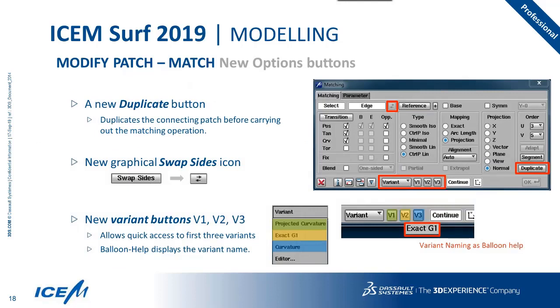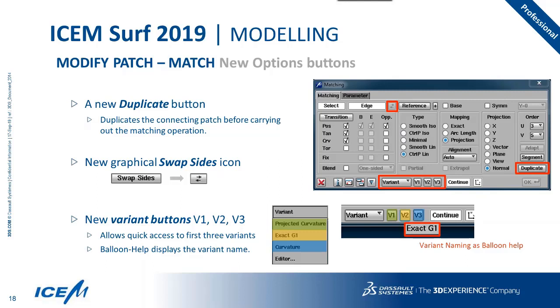Other enhancements that we've added, very pleased to see some of these. Here where my mouse is, this is the swap sides. We finally made it a graphical symbol like in other parts of the software. We've added a duplicate button to matching. This was an enhancement request from our friends in the Czech Republic, I think. Very pleased to see this one. What this means is that before you make your match, you can duplicate your original surface just in case you didn't want to change it or you want to go back to it easily if you go beyond more than one undo. So it's a nice user enhancement.